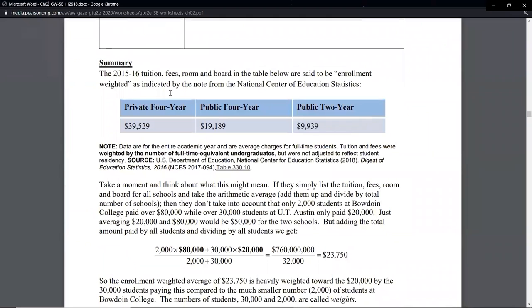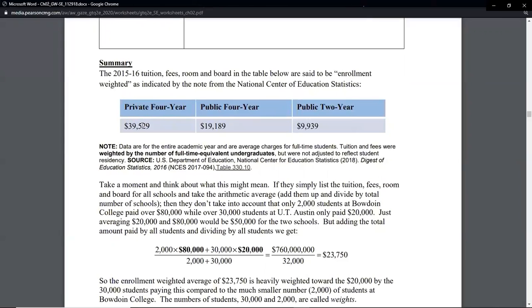So what they have here is they're talking about tuition, fees, room and board, all that jazz for the 3 different categories of schools we talked about before. And these are enrollment weighted, which means if any school has more enrollment, then their number would have more value.